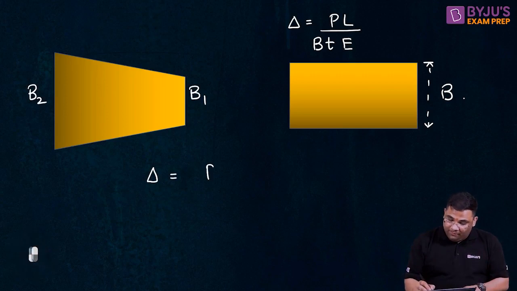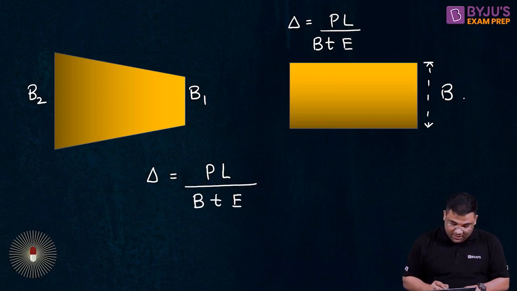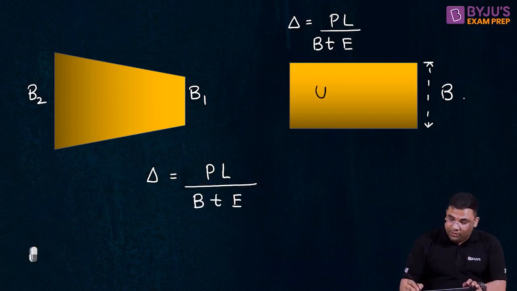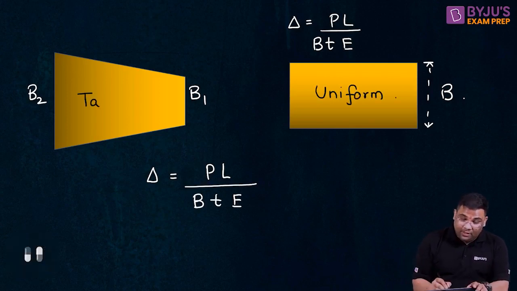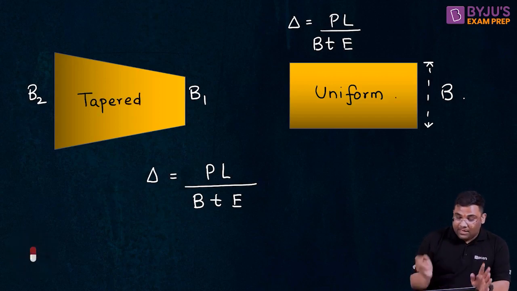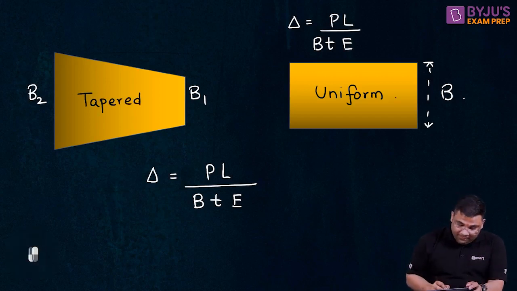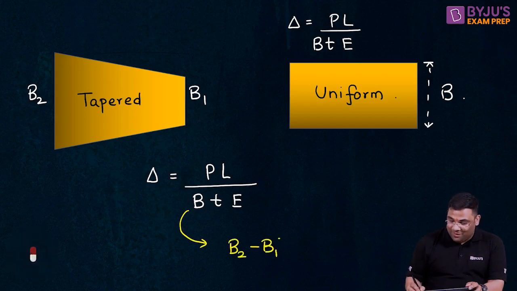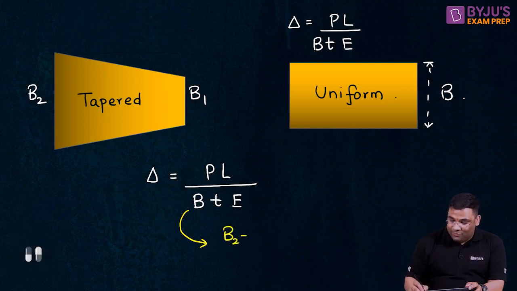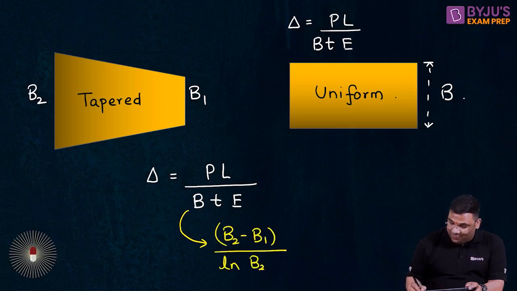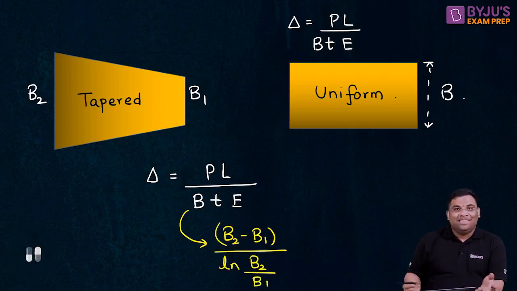Write down the formula PL by BTE, the same formula for your uniform rectangular cross section, and this is the tapered cross section, meaning changing width. Write down the same formula. In place of B, write down B2 minus B1, divided by ln B2 by B1. It's very easy, right?